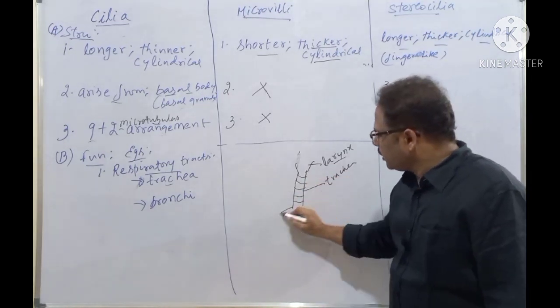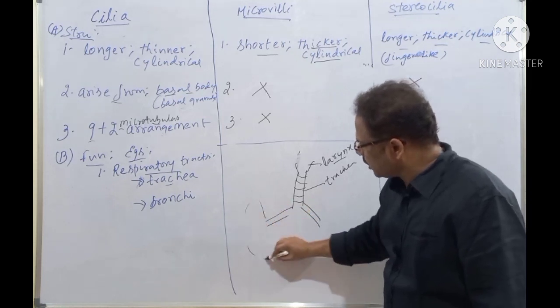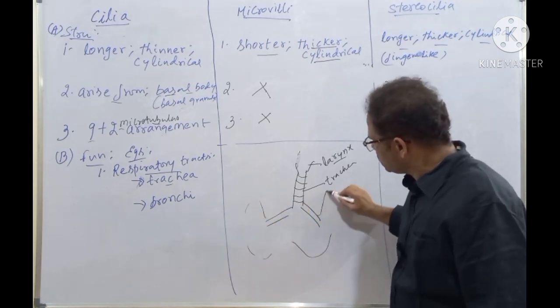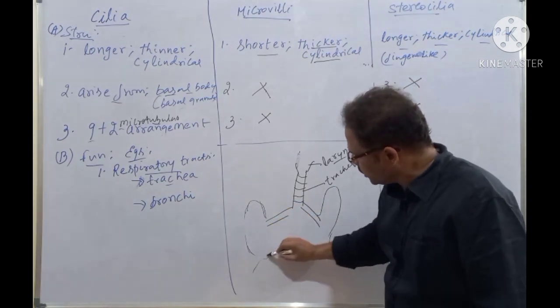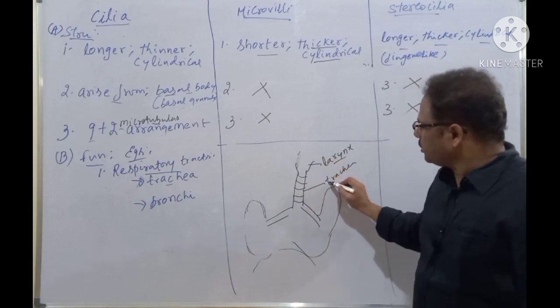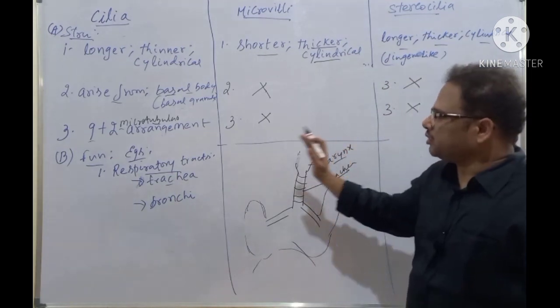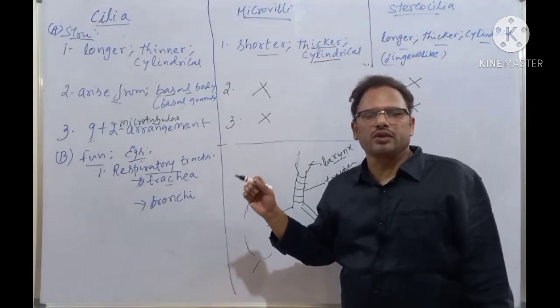And here the bronchi are present. And of course, here the lungs are located. That is a different story. Lungs are located here. Here the diaphragm is there, and here the abdomen is there. The trachea contains ciliated epithelium. Which ciliated epithelium? Pseudostratified ciliated epithelium.